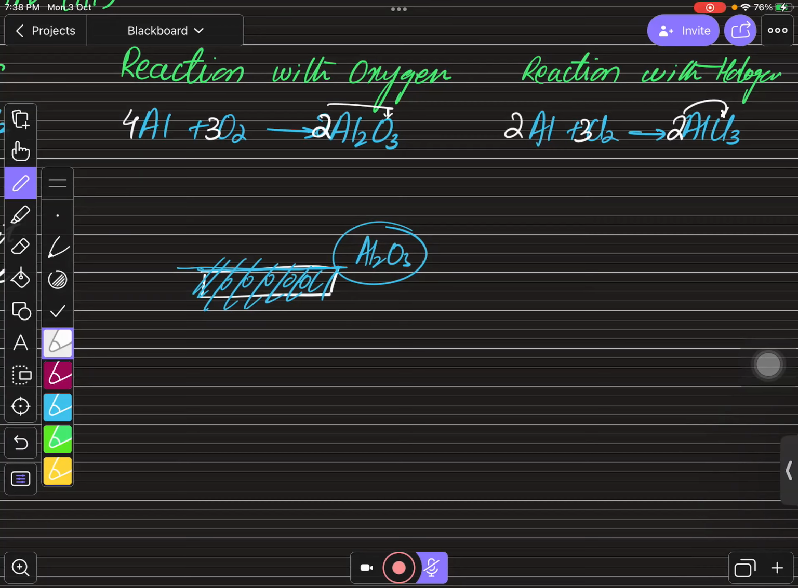The color of aluminum chloride is yellow, so it can be one of the observations over here. You can say that the observation will be yellow aluminum chloride formed. Yellow aluminum chloride produced. All right.